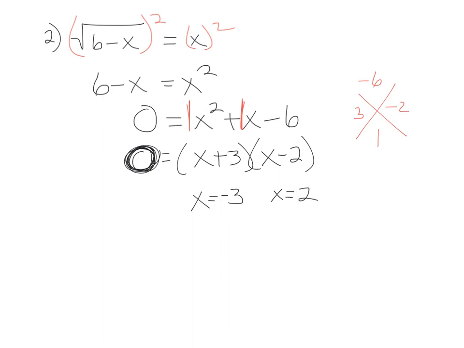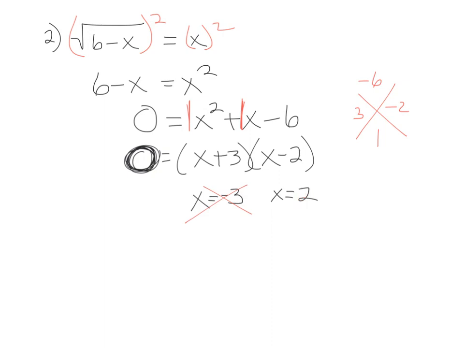And then you check them, all right? So let's check negative 3. Plug it right back in here, negative 3. So 6 minus negative 3, that's 6 plus 3, that's 9. Square root of 9 is 3. And this would be negative 3? Wait, this answer was 3, and this x is negative. It doesn't work. That's an extraneous root.